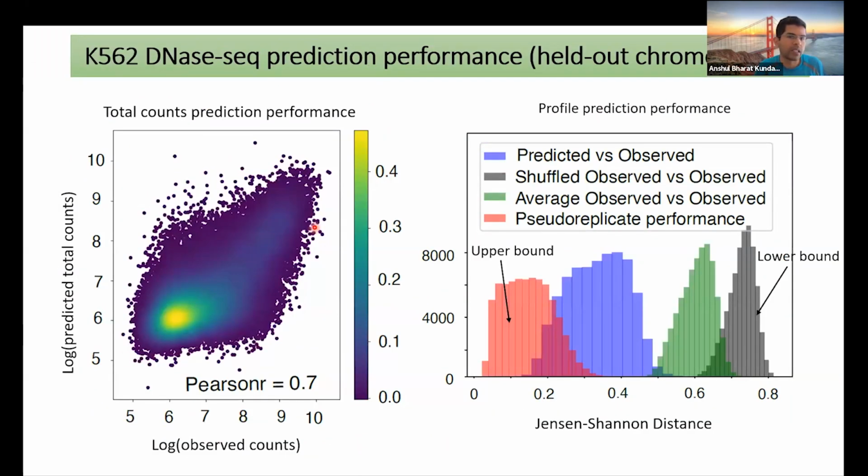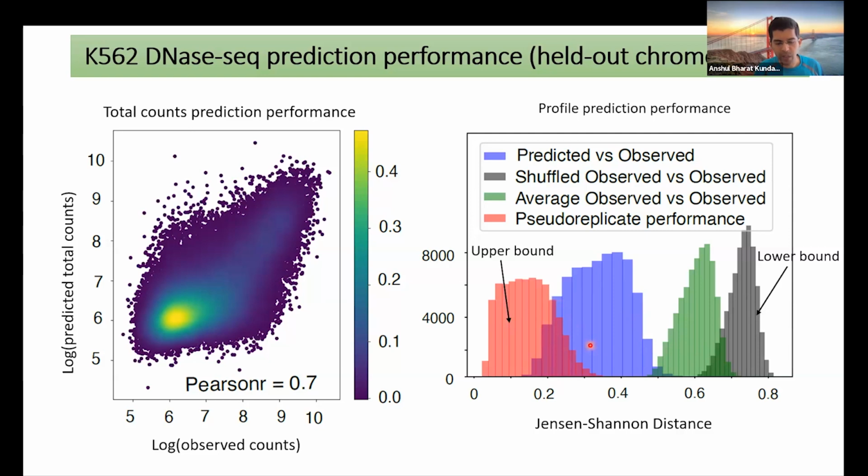We get overall really nice performance. Our global correlations are quite nice at the level of total coverage. Also, if you look at Jensen-Shannon distance between observed and predicted profiles, this distribution is what replicates look like, pseudo-replicates. This is what our predictions look like. So we're overlapping pseudo-replicates. This is what the lower bounds would be, randomized data versus an average predictor, right? So we're actually doing, as I showed you in that cherry-picked example, the observed and predicted profiles really look like they're mimicking each other.